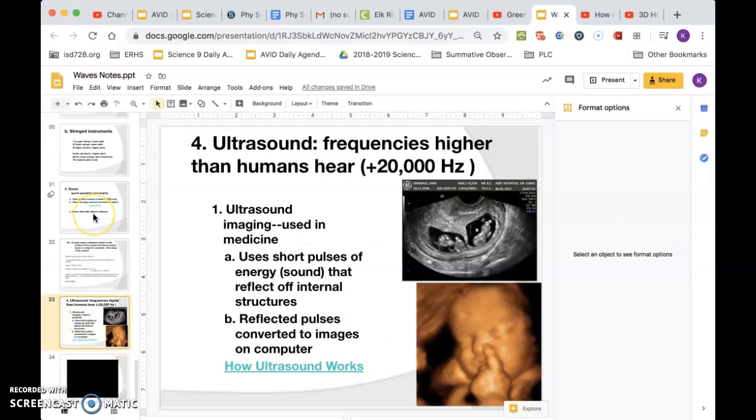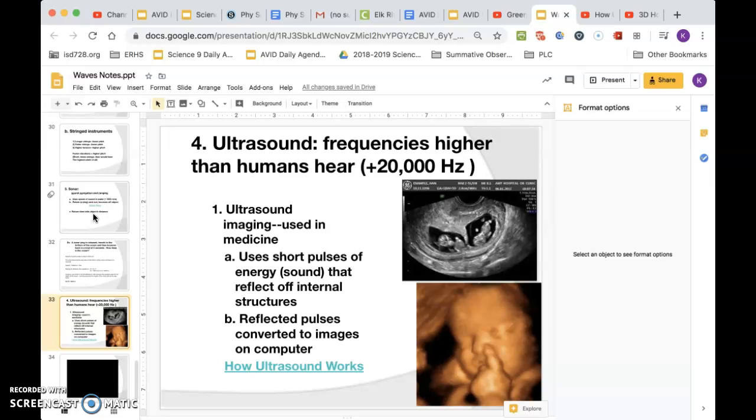Now I'm a little biased, and ultrasound is my favorite. Partly because I've had babies before, but also my husband does ultrasound guided injections as a sports medicine physician, and so he's doing different things with ultrasound pretty much on a daily basis. But first of all, let's define what it is. Ultrasound is sound waves, but it's sound waves that have frequencies higher than what we can actually hear. So think 20,000 hertz or more.